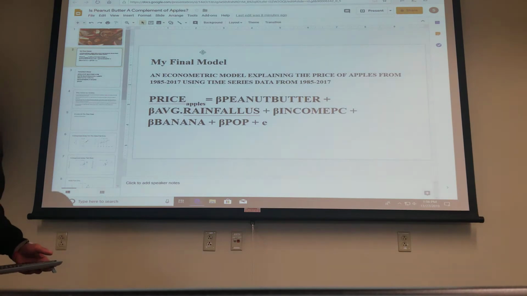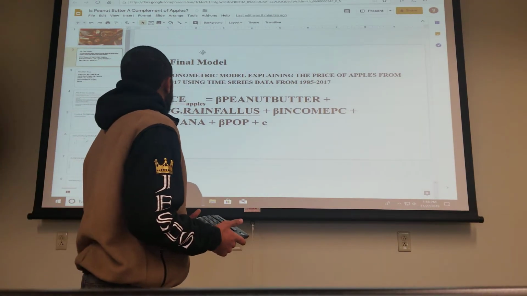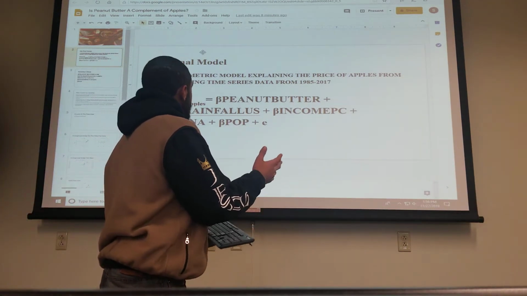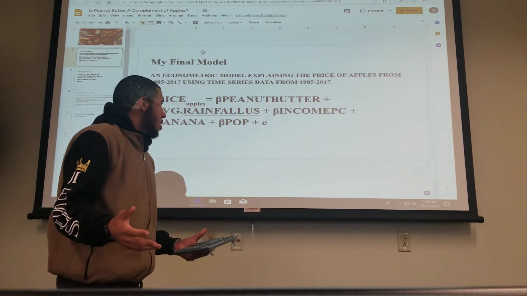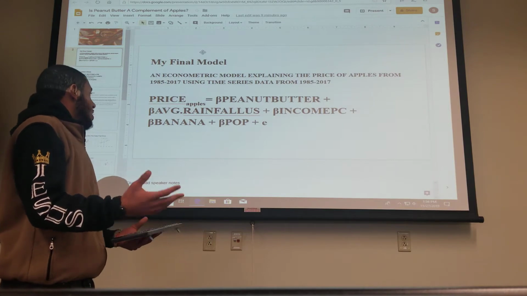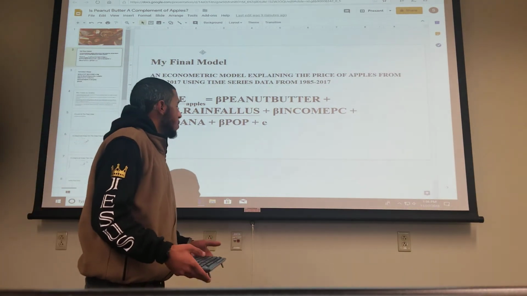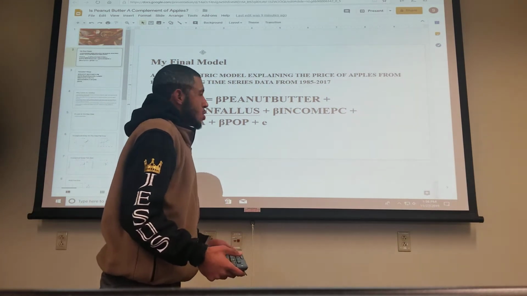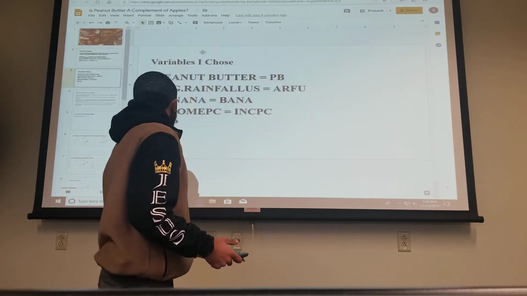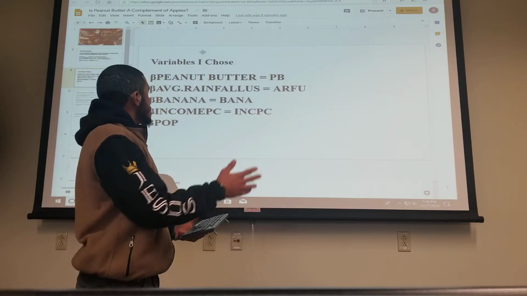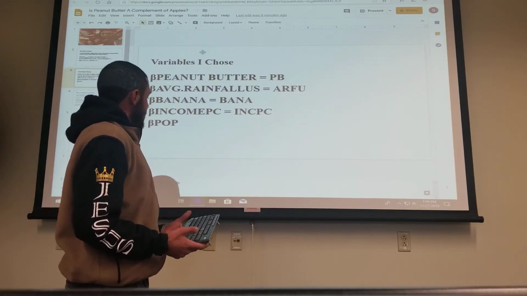So my final model that I came up with is: the price of apples equals beta peanut butter, beta average rainfall, beta income per capita, beta banana, and beta population, plus an error term that we did not calculate, trying to capture all the variables. Again, these are the variables that I chose, with some acronyms and shortenings for them.